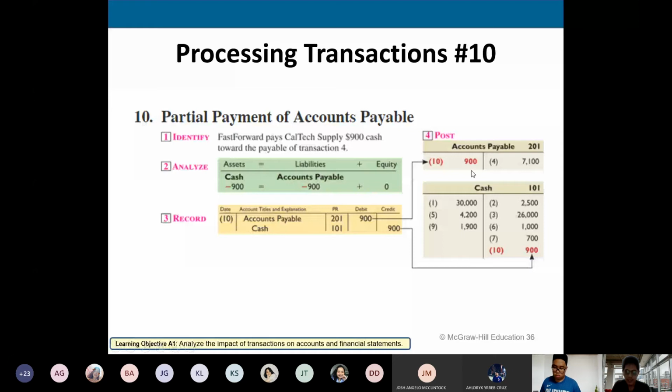So, nagbayad daw tayo. Magkano binayaran natin? 900. Partial payment. So, debit accounts payable kasi nabawasan siya. Tama? Anong pinambayad mo? Cash.